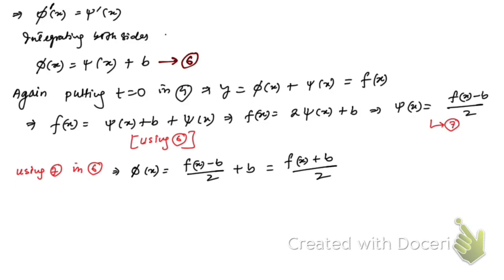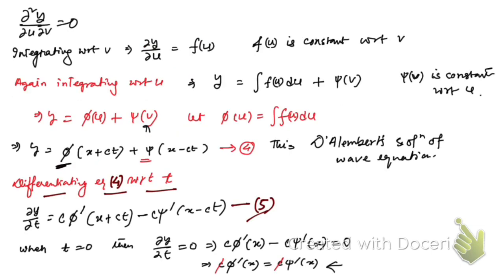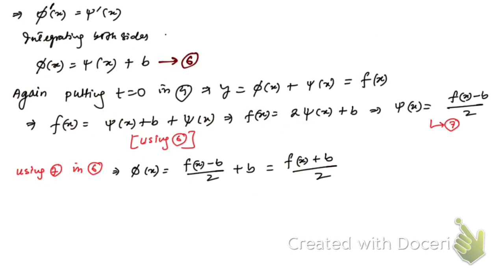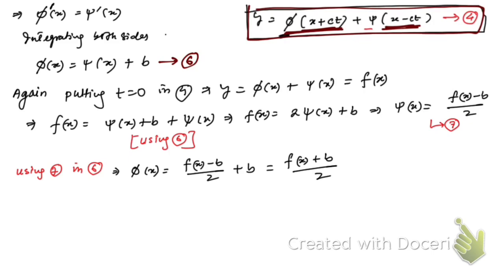So now what to do? Here you see, let me go back to the previous slide. Here you see we have got the solution. This is the solution, right? D'Alembert solution. So here in this solution, we have psi of x plus ct, right? And here we have psi of x minus ct, phi of x plus ct and psi of x minus ct. Let me copy this equation number 4, and let me write here. This was the solution, D'Alembert solution. So we have got psi of x here, and we have got phi of x here.